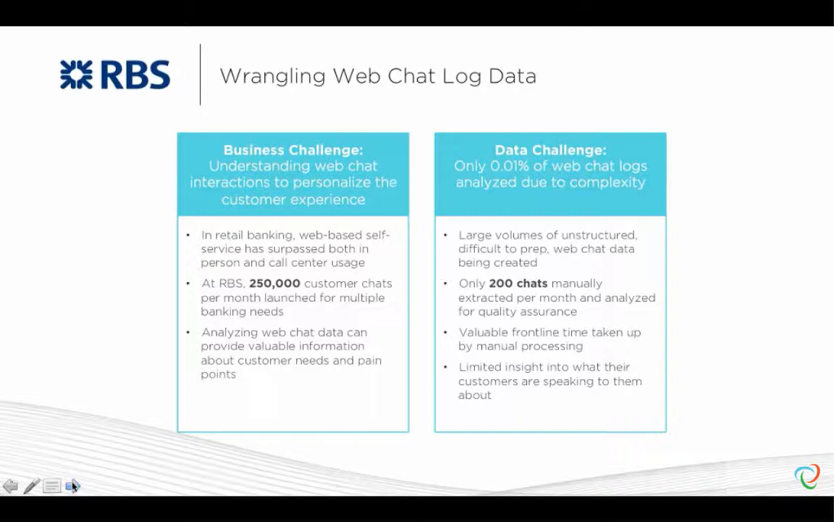Also, there was valuable time taken up by manual processing. So the actual way RBS was dealing with these 200 chats was through reading them. And what they wanted was to have an automated way to parse through the chats and find interesting elements in them. They didn't want to have their agents going through 200 chats manually and writing down what they think was interesting. This is not scalable.